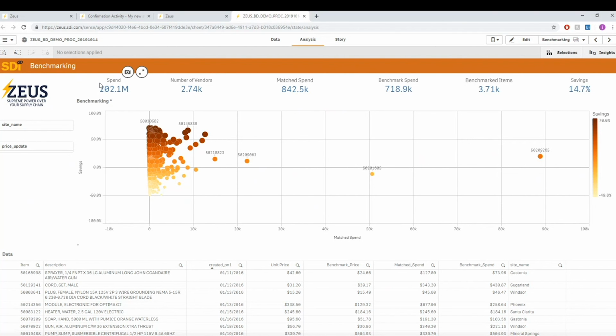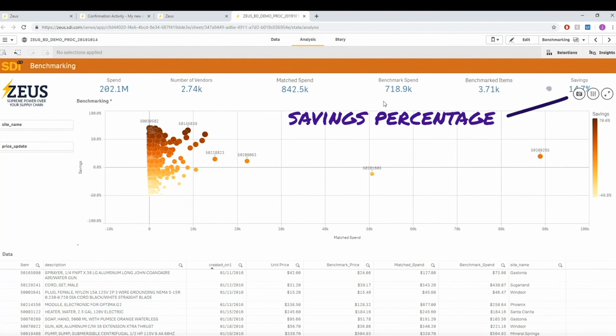So basically, we took manufacturer name and part number, we ran a search through our database to see what matched, and ran some tests to make sure they were indeed the same item. And what we can see here is, based on the client spending about $840,000 on these products, SDI's supply chain would have acquired them for 718 grand, which would have saved you a total of about 14.7%.